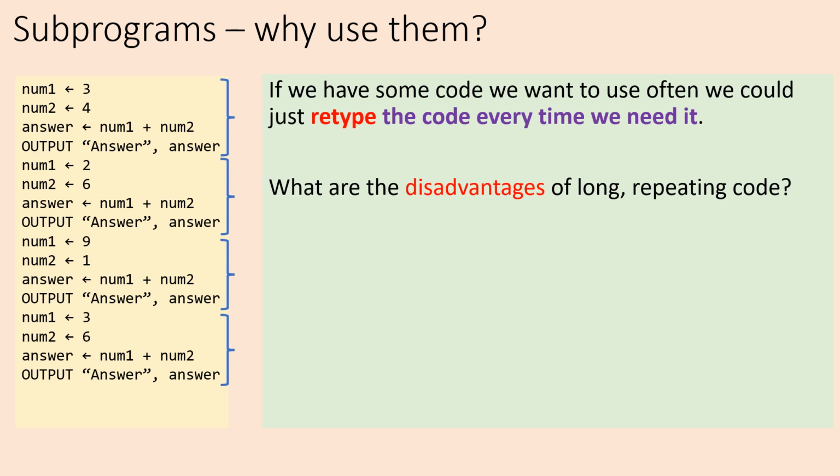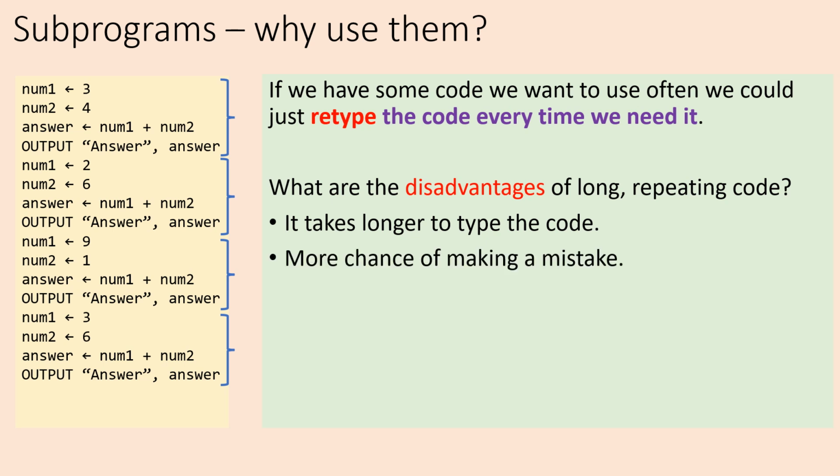So have a think. If you want to pause the video and have a little think, what are the disadvantages of long repeating code? Well, it's going to take longer to write out first of all, because there are more lines of code. It's going to take longer because we're repeating that code 4 times, whereas perhaps we only really need to write it out once. There's more chance of making a mistake, so every time you write a line of code, you're increasing the odds of having a typo, for example, or making a mistake.